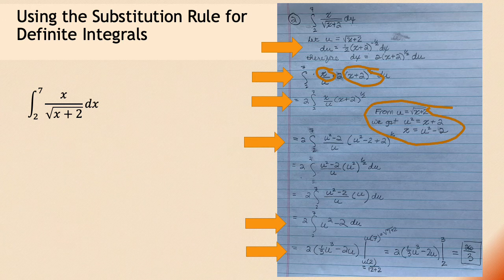So now it turns out our new lower and upper limits, we're going from 2 to 3, where u equals 2 up to u equals 3. And now you're going to evaluate that in the usual way that you evaluate definite integrals, and you should come out with 26/3.